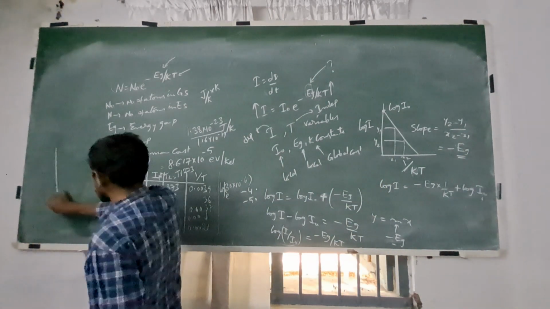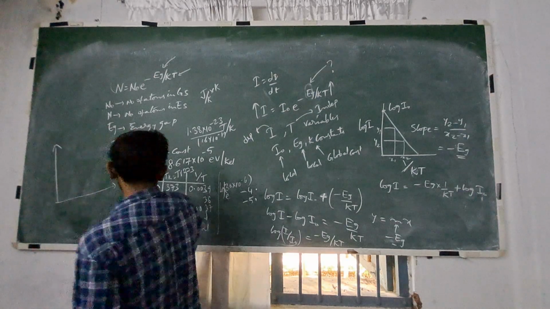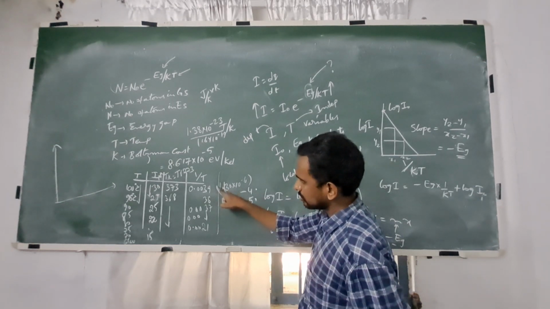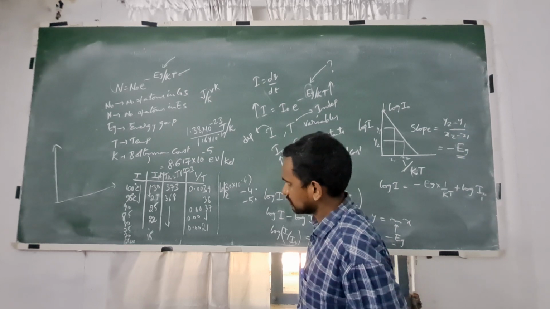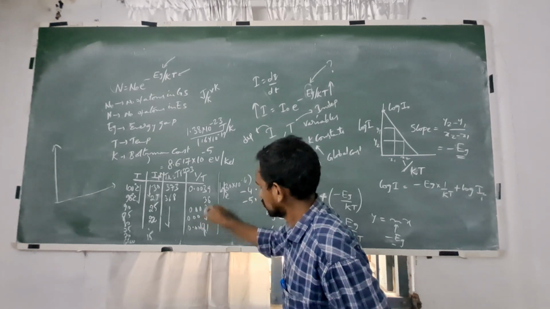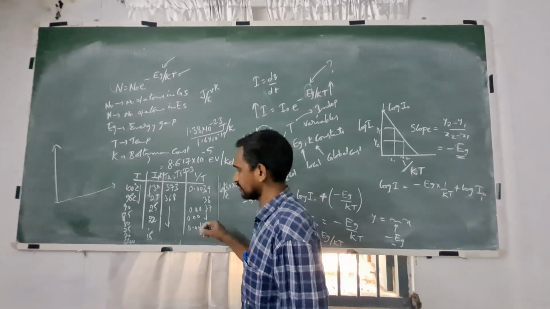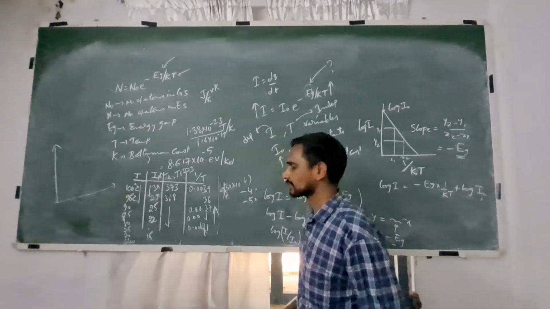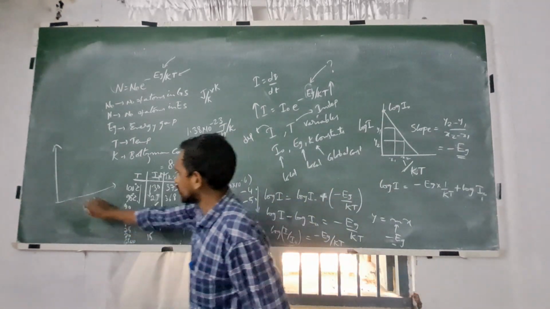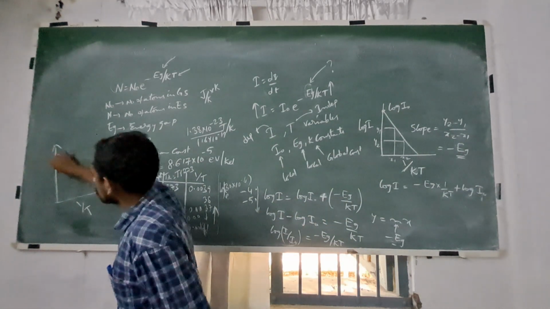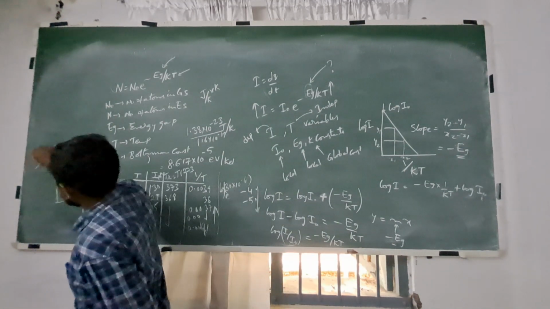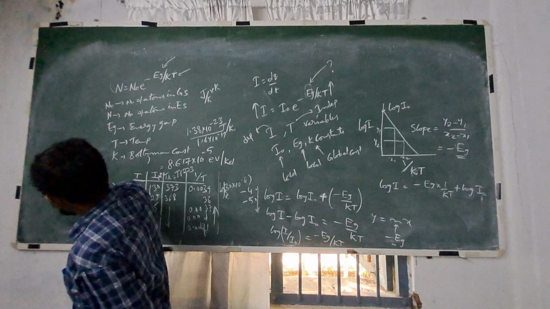And what is the graph? The 1 by T value should be rising, right? The temperature value may be 0.3 to 0.4. The 1 by T value rises and the log I value falls. So as the 1 by T value increases, the log I value decreases on a negative scale. So this is minus 5, minus 4, minus 3.